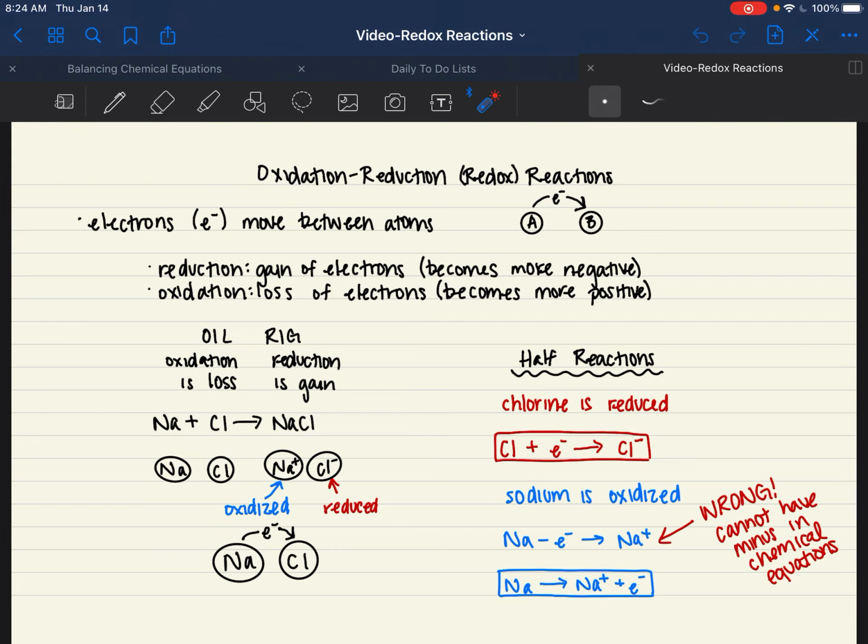So just remember you don't have minus signs in those half reactions, so you have to add that electron to the other side so you don't have a negative sign.